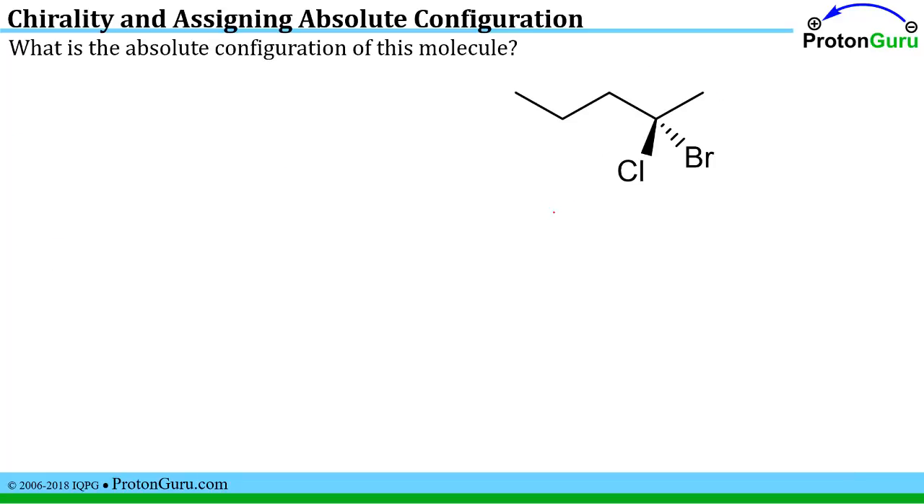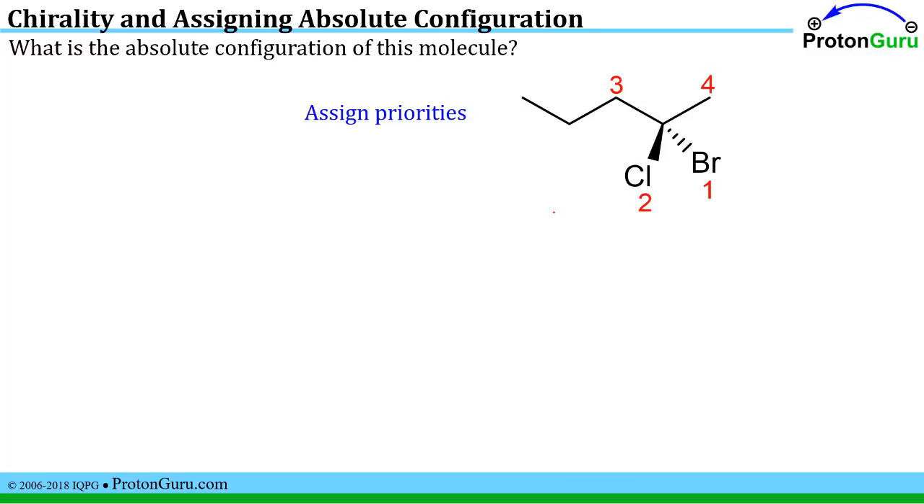So here's another example of this type. What is the absolute configuration of this molecule? We're not asked to provide the whole name, just whether this is R or S. So now we just have to assign the priorities. We don't need to provide a base structural name. Bromine has the highest atomic number, then chlorine, and then we have a longer carbon chain versus the shorter carbon chain, a methyl versus a primary carbon.